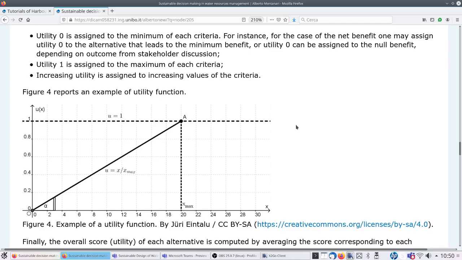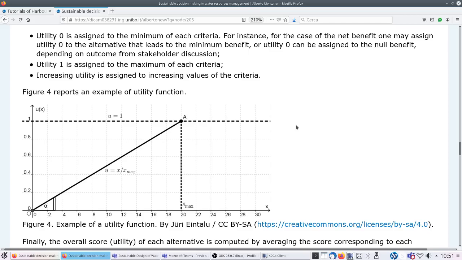So let's suppose that for each of these three alternatives, dams, reducing losses, precise irrigation, we have the utility function that allows us, for each criteria, to give a score between 0 and 1 to the three alternatives. Okay? And this is given precisely by the utility function. In this case, this figure refers to a generic x-axis, but you may have on the x-axis the economic impact, the environmental impact, by referring to the three alternatives. So you may have on this x-axis dam, precise irrigation, reduction of losses, and for each criteria, it gives you the utility.